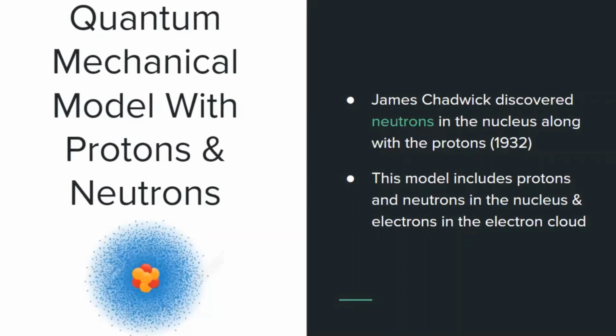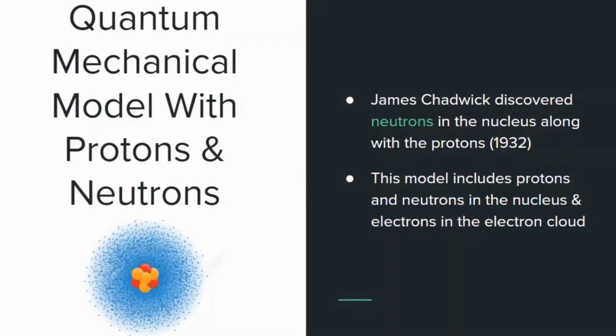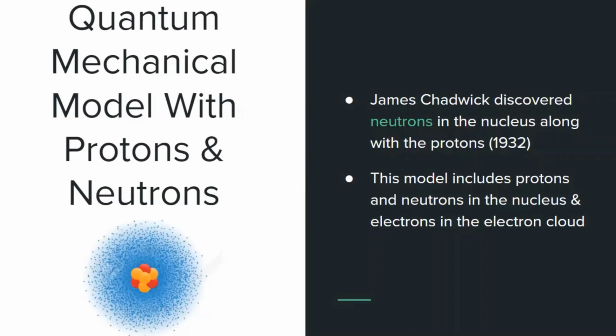I hope you see the progression and how the final atomic model with the quantum mechanical model was created, and how each scientist had their own input over the years to where we could have a realistic visual representation of what the atom looks like.